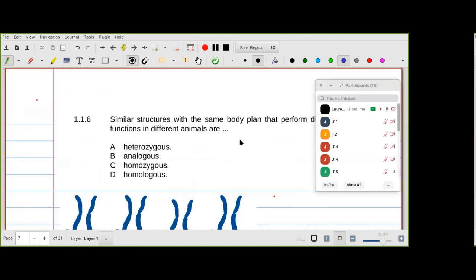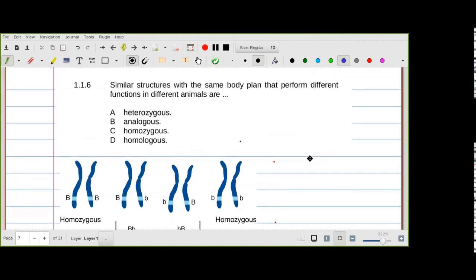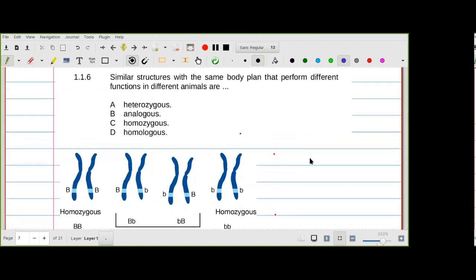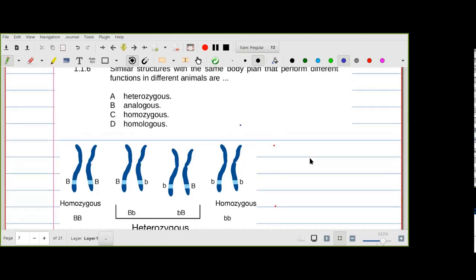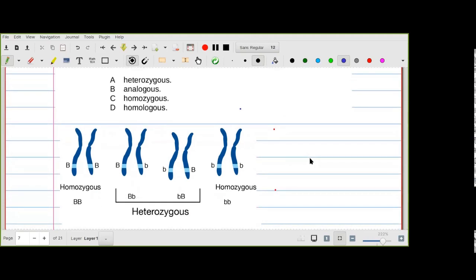No. Okay, let's continue. So again, when we're busy with genetics, ladies and gentlemen, and when we're busy with evolution, which the two are related to one another, we need to know our terminology very well. Otherwise, we're not going to do well in these questions. So similar structures of the same body plan that perform different functions are heterozygous or homozygous. No. This is hetero or homozygous. Let me show you. Heterozygous, dominant-dominant.